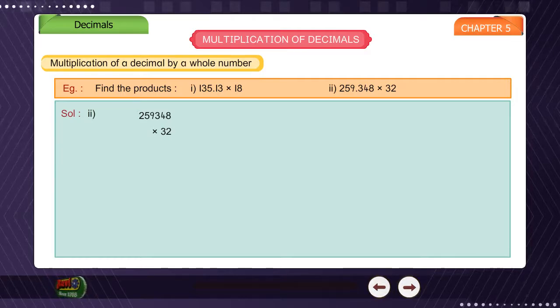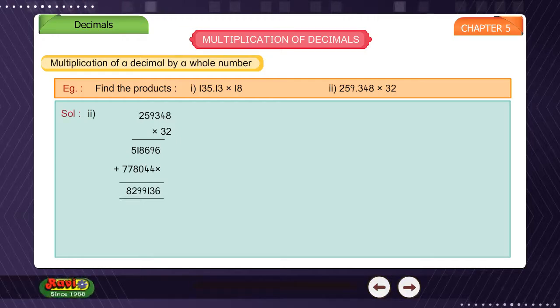2. 2,59,348 into 32. 5,18,696 plus 7,78,044 is equal to 82,99,136. Thus, 259.348 into 32 is equal to 8,299.136.